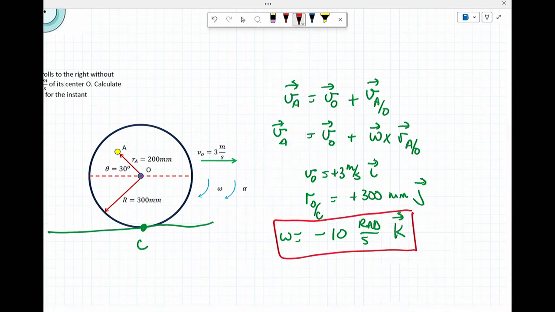And how do I know that? I can look at this. I have velocity of O. I have this distance right here. So that's my C, and that's my O. I have to have a rotation like this, which is clockwise. If it's clockwise, and I haven't done any type of vector calculation, then it's going to be a negative value. So it has to be negative.